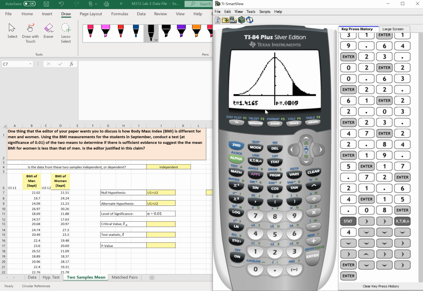Okay, according to this, I have a t-test statistic of 1.4165, and I have a p-value of 0.0809. Remember, our alpha is 0.01. Based on that alone, what does that mean to you? Remember, I said that if p is less than alpha, we reject the null. It sounds like we're going to fail to reject the null.